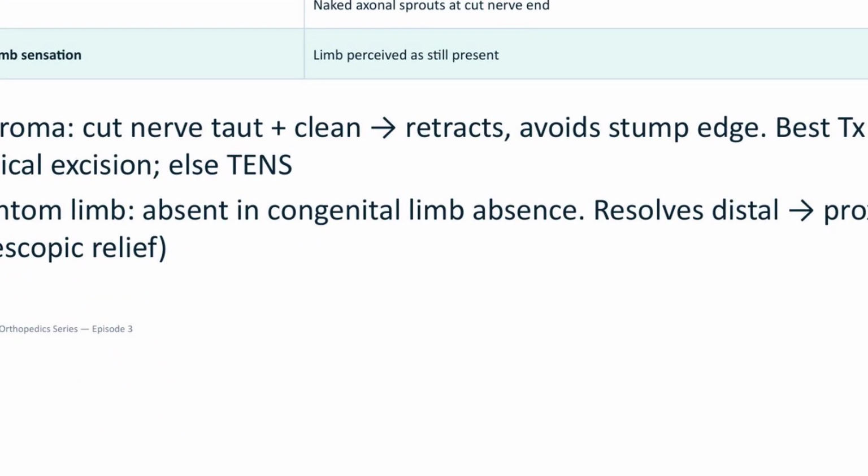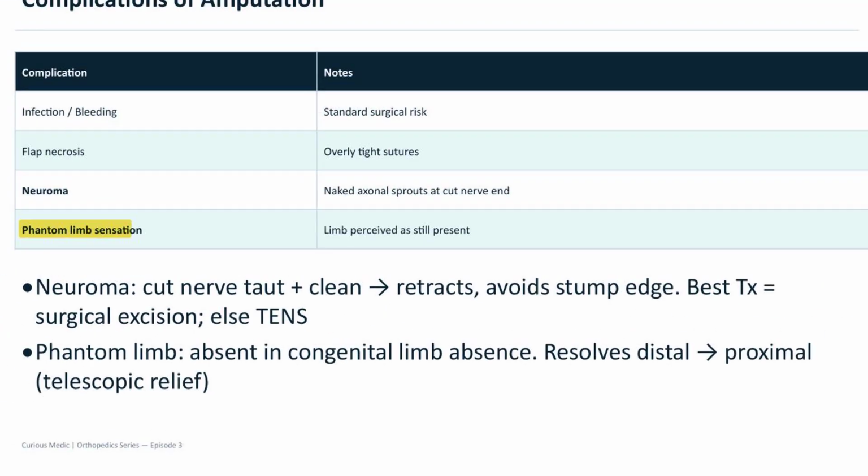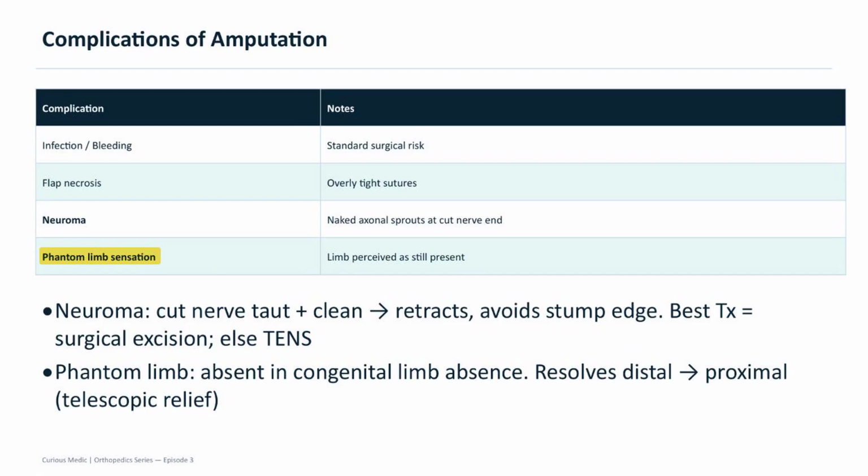Now for phantom limb sensation. A patient who has had a limb their whole life will, after amputation, feel that the limb is still attached. They may feel the shape of the fingers, pain in the toes, sensation in the foot, even though nothing is there. This is phantom limb sensation. It is not pathological, it is expected, but it can be very distressing.